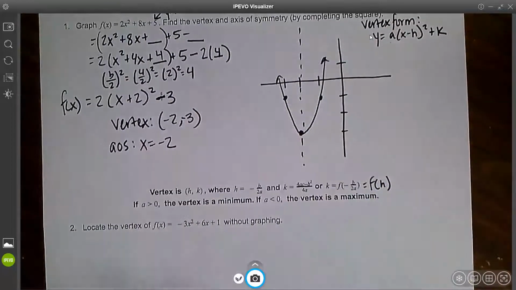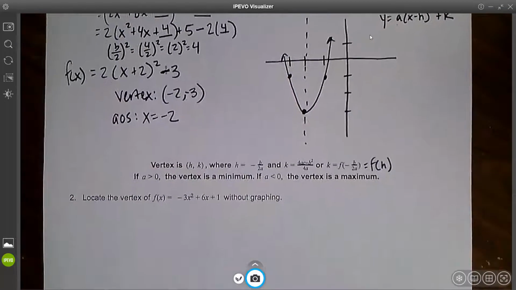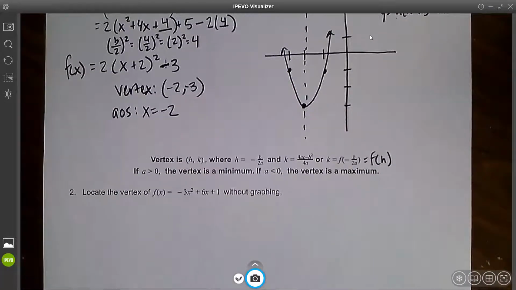So whatever you find h to be. Again, if a is greater than 0, the vertex is a minimum. That's your lowest point because it's opening upward. If it's greater than, or I'm sorry, I think I said it backwards. If a is greater than 0, it's a minimum because it's opening upward. If it is less than 0, it's a maximum because it is opening downward. So locate the vertex without graphing.